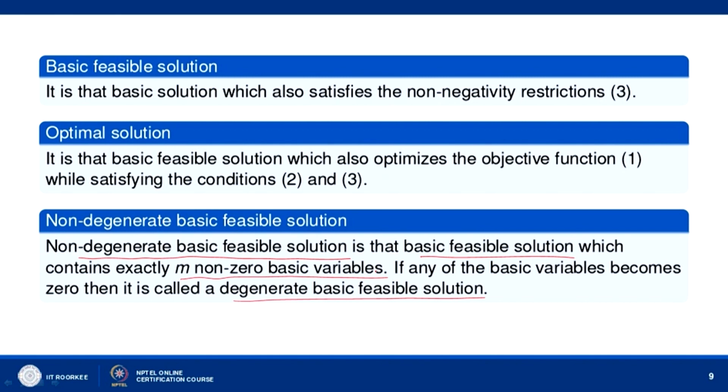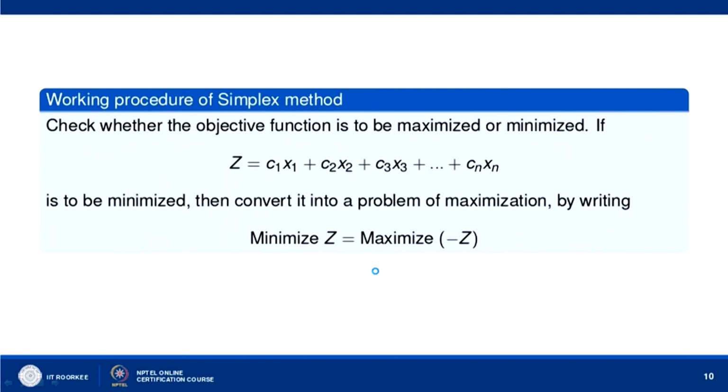While taking x1, x2, ..., xn equal to 0, if the values of s1, s2, ..., sm turn out to be non-zero, then the basic feasible solution will be called non-degenerate. If any of s1, s2, ..., sm comes out to be 0, then it will be called a degenerate basic feasible solution. Now, the working procedure of the simplex method.